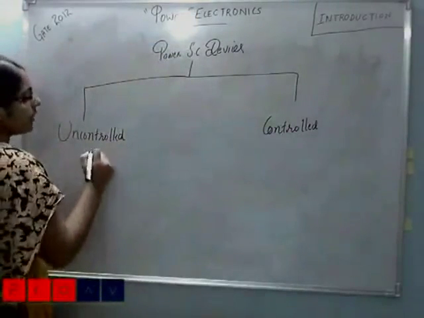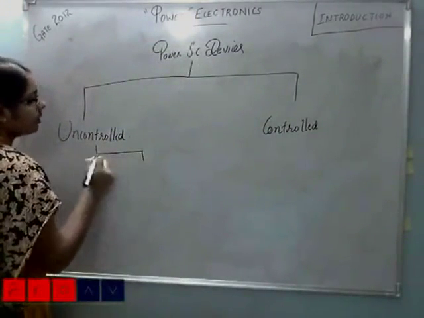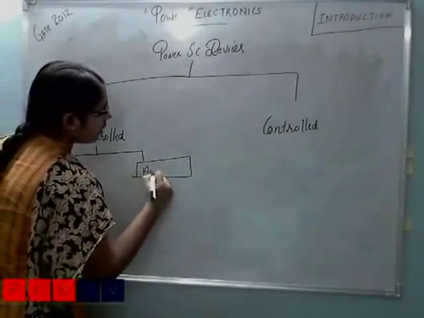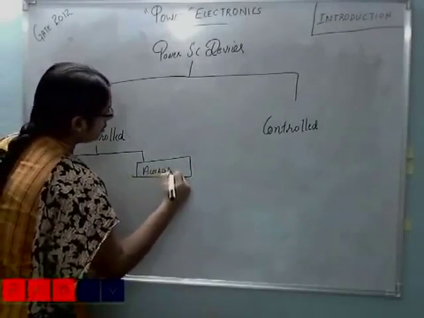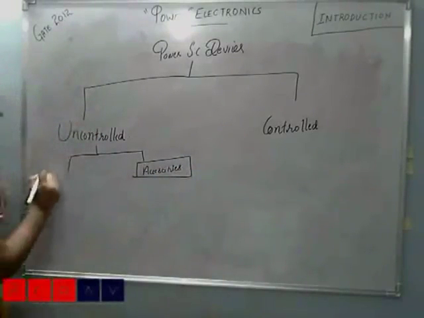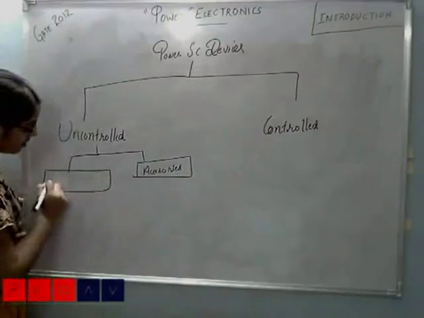So uncontrolled devices are, we'll have a lot of accessories which are uncontrolled, which we will not be dealing with now. And then we'll have certain rectifiers.